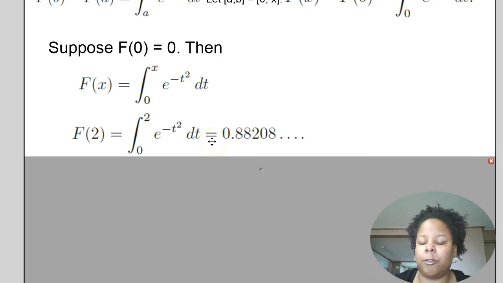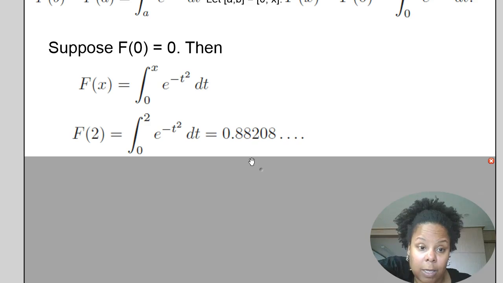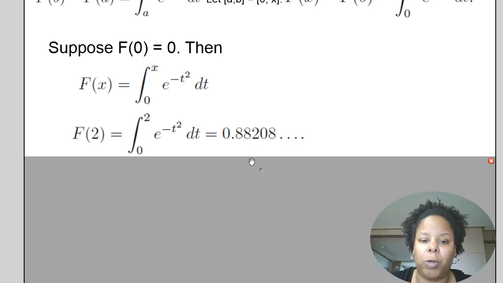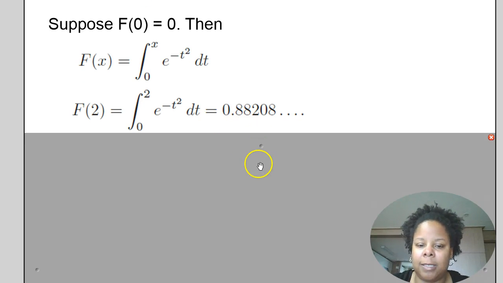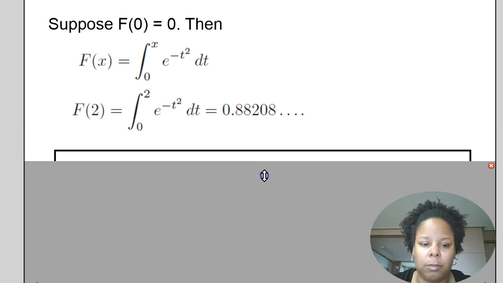We're going to use either the trapezoid rule, the left-hand Riemann sum limit, or the right-hand Riemann sum limit, or any of the strategies that we talked about at the beginning of this unit to determine the area under the curve from 0 to 2 of this particular function. With this approximation, we got 0.88208. I can't recall if this was the Riemann sum, trapezoid rule, or midpoint rule.